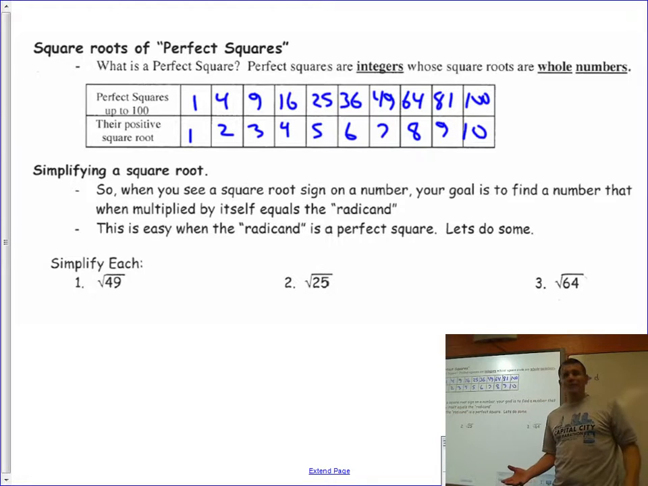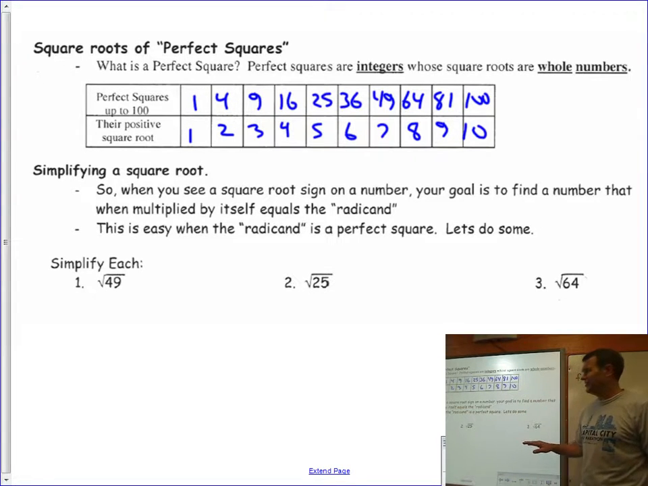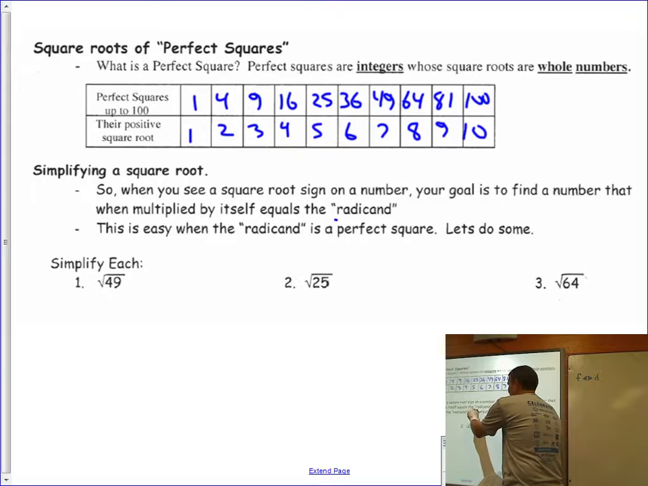All right, well, the goal for today is to be able to take numbers and estimate their square roots. Now, that's easy when you have perfect squares. Finding the square root of a perfect square, no problem whatsoever. So when you see a square root sign on a number, your goal is to find a number that when multiplied by itself equals the radicand.